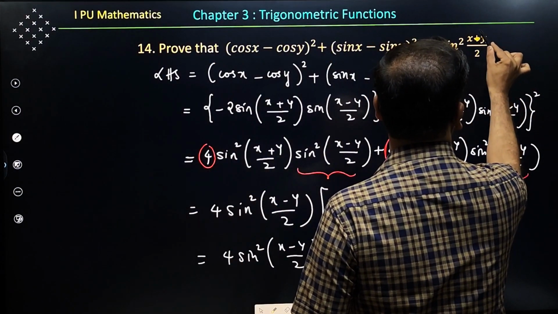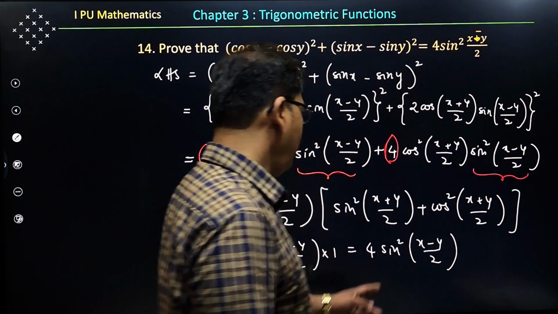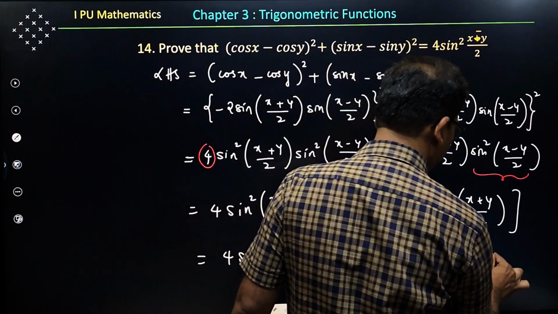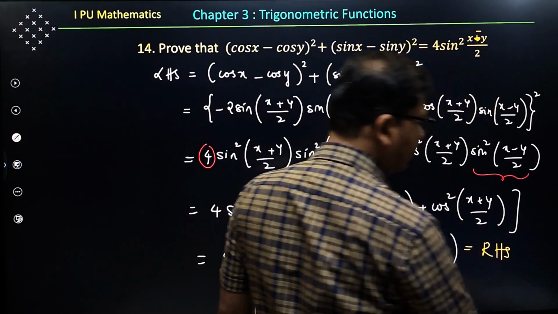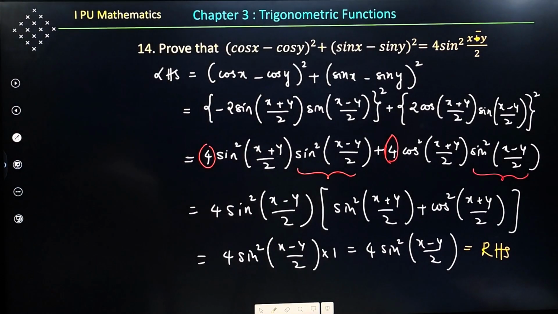This is not plus, this is minus, and we got the RHS. Okay, so this completes the solution for this example.